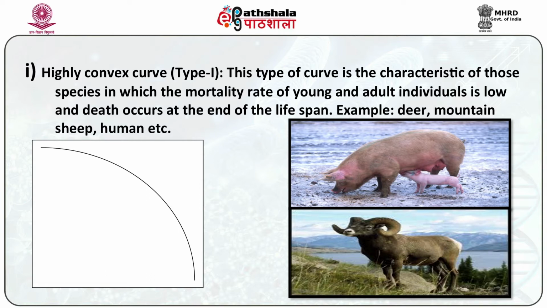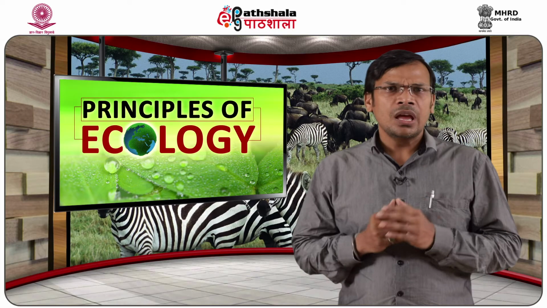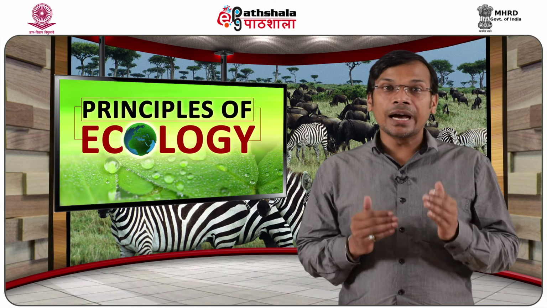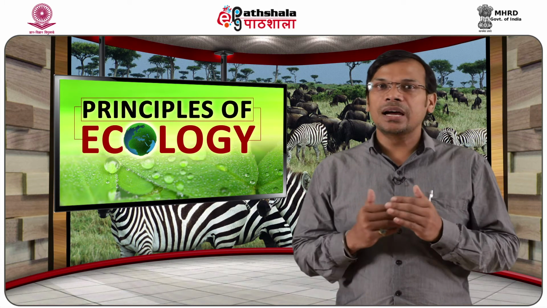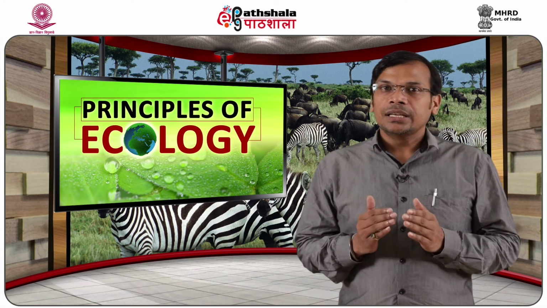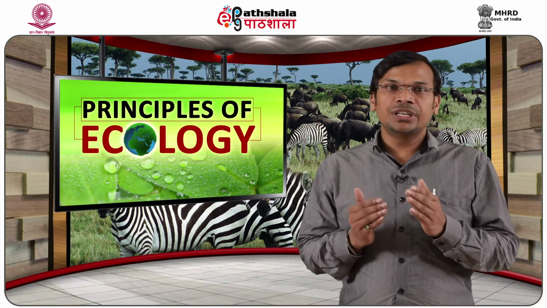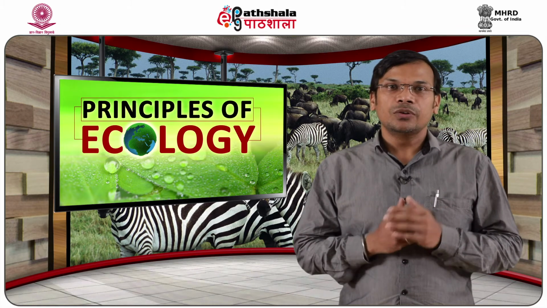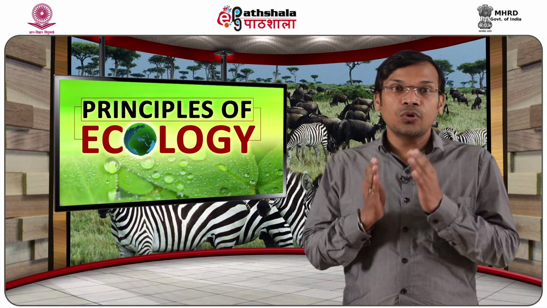Many species of large animals such as deer, mountain sheep, man and small rotifers show this type of curve. Among various large sized perennial plants, generally they die after reaching the reproductive phase within a period of old age.